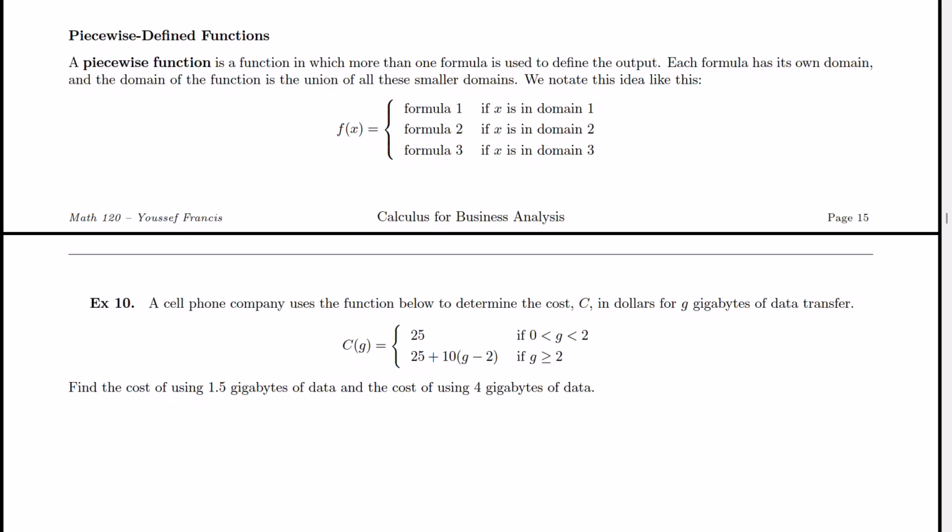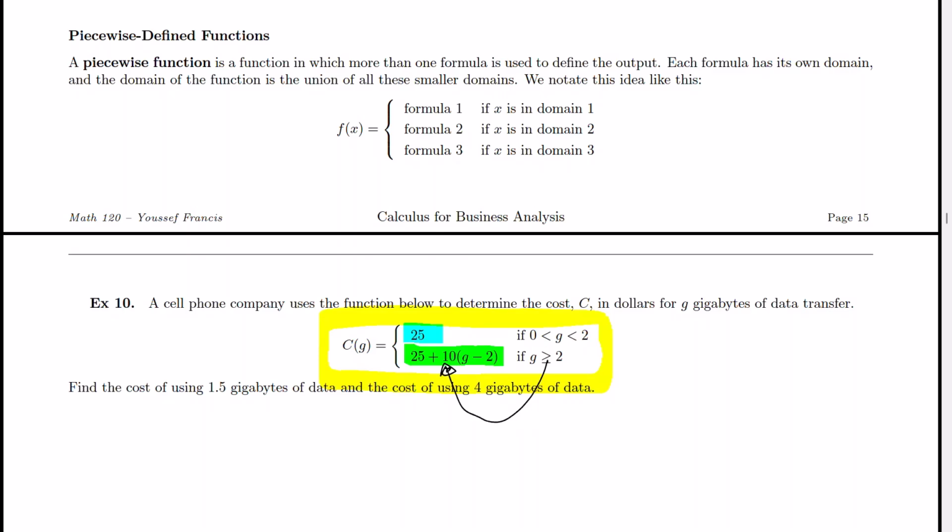An example of one of these piecewise defined functions is found here. The C(G) has two formulas. The first one is 25, and the second one says 25 plus 10 times (G minus 2). So if I want to plug in any number between 0 and 2, I'm supposed to use the first equation. But if I need to plug in a number between 2 and infinity, so something greater than or equal to 2, then I'm supposed to use the second formula to calculate the output.